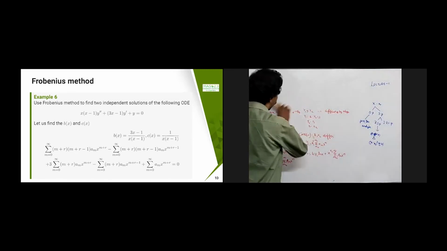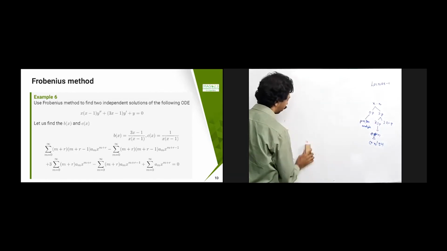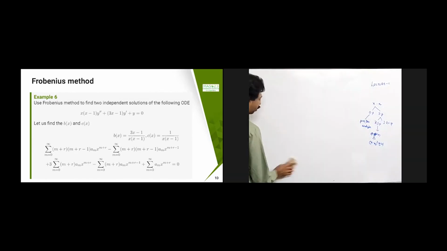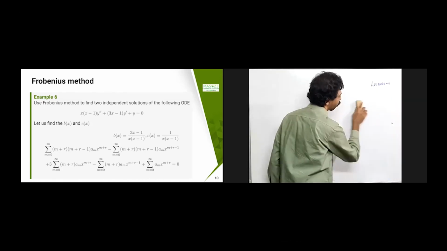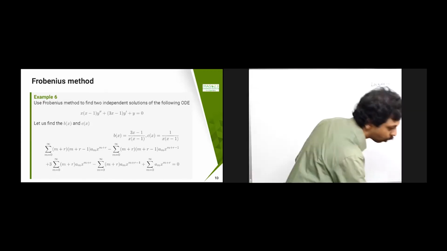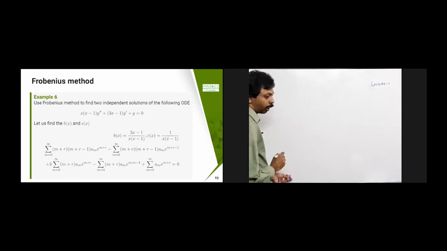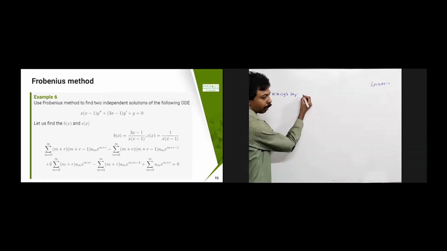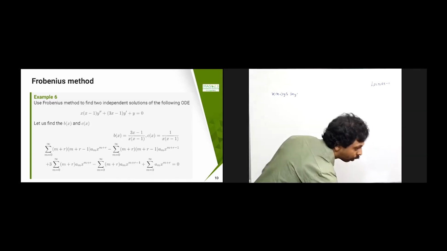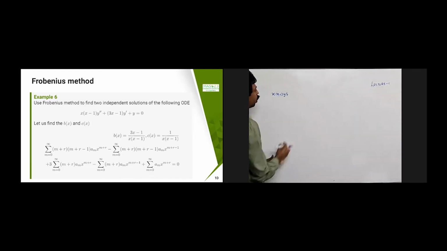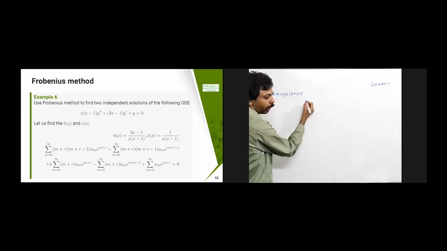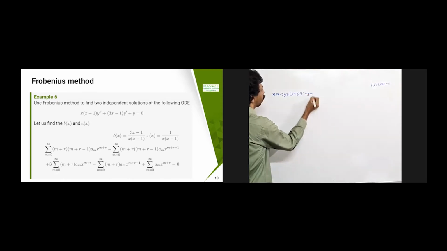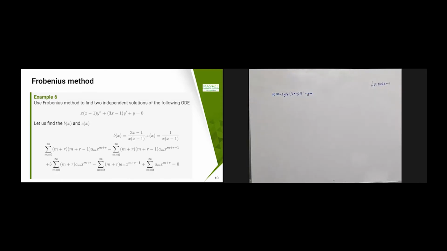So let us find the answer for that given problem. Let me erase here. So let us solve some problems. I have a problem: x(x minus 1) y double dash plus (3x minus 1) y dash plus y equal to 0. Now we are going to solve this problem.